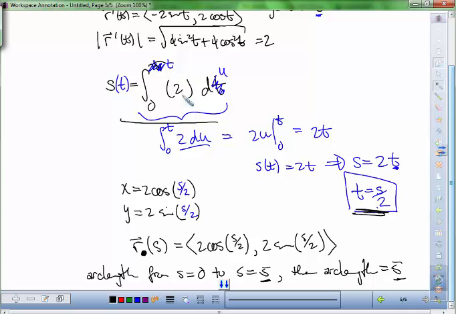If we're dealing with circles and helices, then the magnitude of your velocity vector is constant, and so that makes a nice, easy integral to work with. But if you have something else that's not constant, especially with the square root business over here, that's going to be a lot more difficult to deal with. All right? Is that idea okay? Parameterizing by arc length?